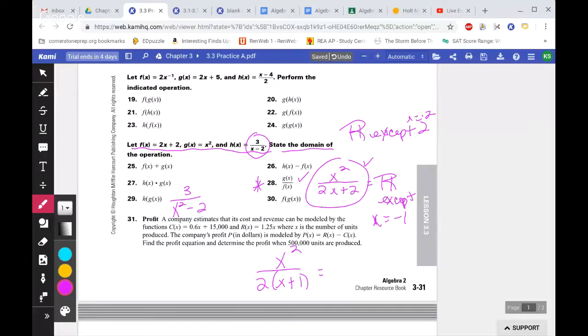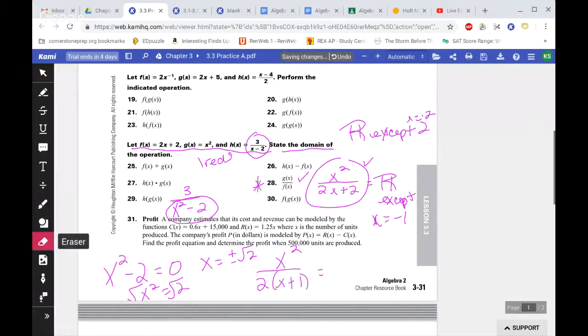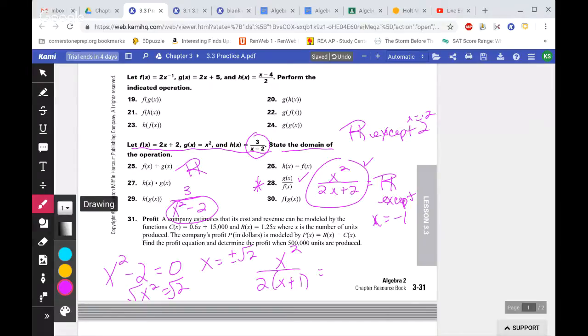Okay, so that's this one. You had to solve it to here. Does that make sense? Yes, ma'am. So you see where I got that? And now you have to figure out what would make that a 0. Take the square root of both sides. X equals plus or minus the square root of 2. So number 29 would be all real numbers except plus or minus root 2.